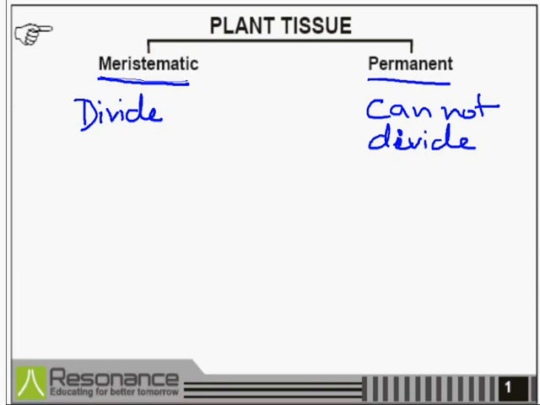The meristematic tissues have certain specific features. First, they have thin cell walls, with deposition of only cellulose. Another important feature, they have no intercellular space.